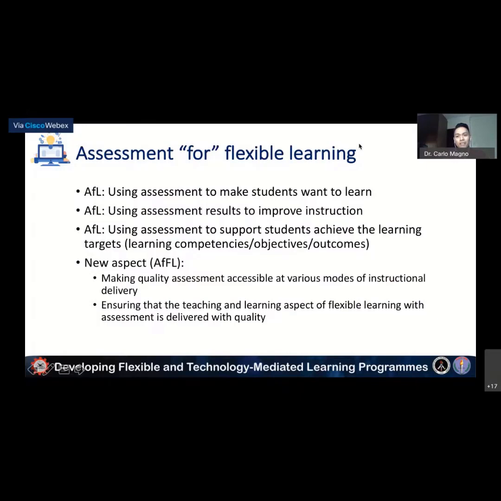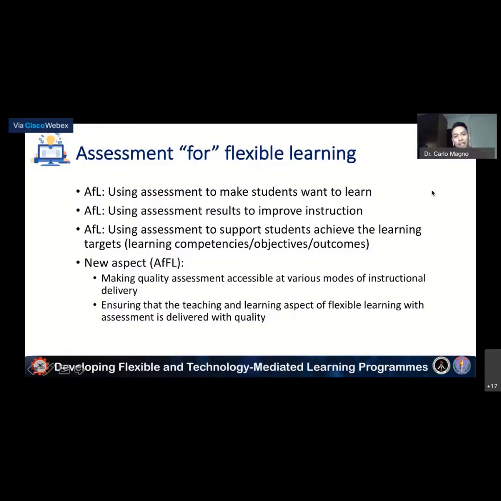The idea of assessment for flexible learning is derived from the original idea of assessment for learning. In the idea of assessment for learning, we're now making use of assessment to make students want to learn. We use assessment results to improve instruction. We use assessment to support students to achieve our learning targets. These learning targets come in a different variety depending on our curriculum framework. In the Philippines, for the K-12, we call them the learning competencies. In higher education institutions, we call them our course outcomes, or sometimes we call them our objectives.